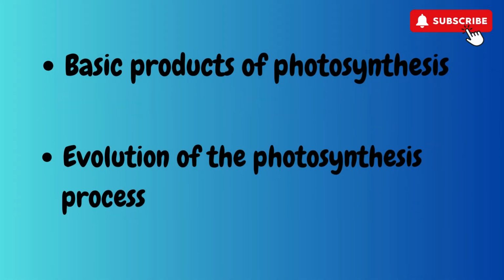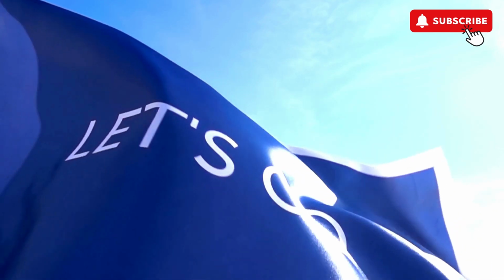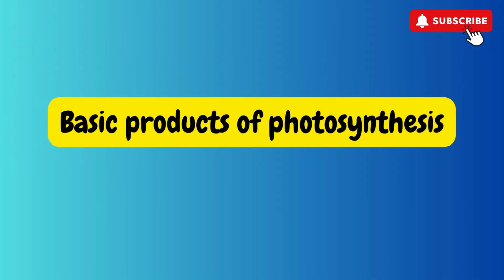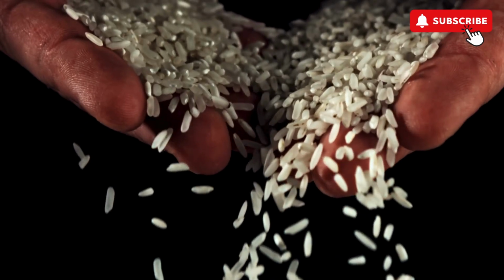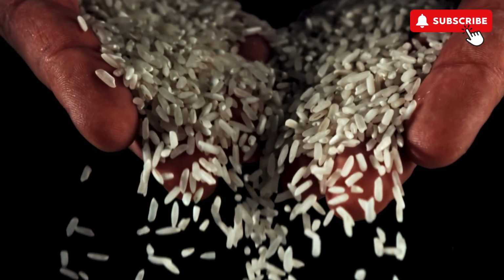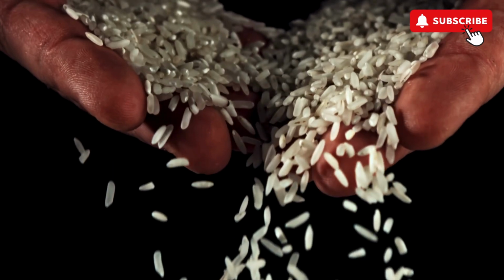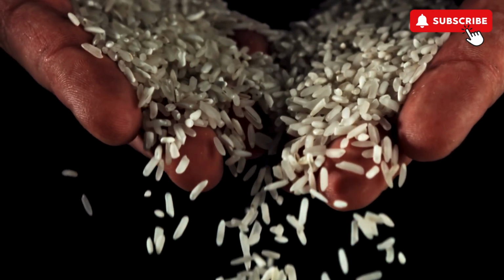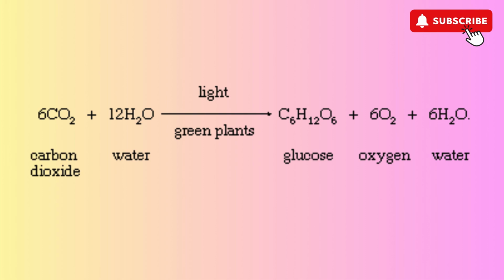In this part, I will talk about basic products of photosynthesis and evolution of the photosynthesis process. Let's begin. Basic products of photosynthesis. As has been stated, carbohydrates are the most important direct organic product of photosynthesis in the majority of green plants. The formation of a simple carbohydrate, glucose, is indicated by a chemical equation.